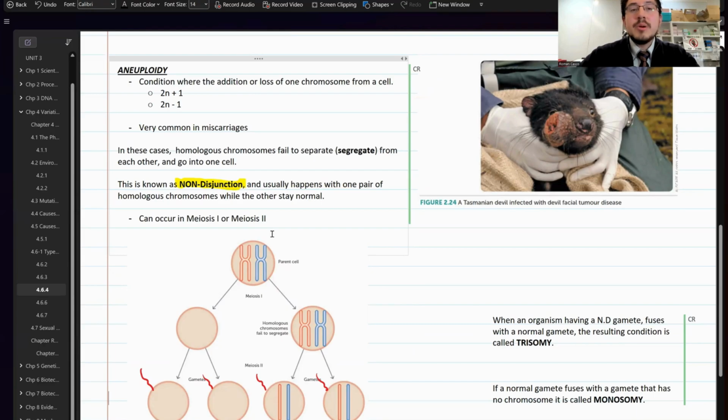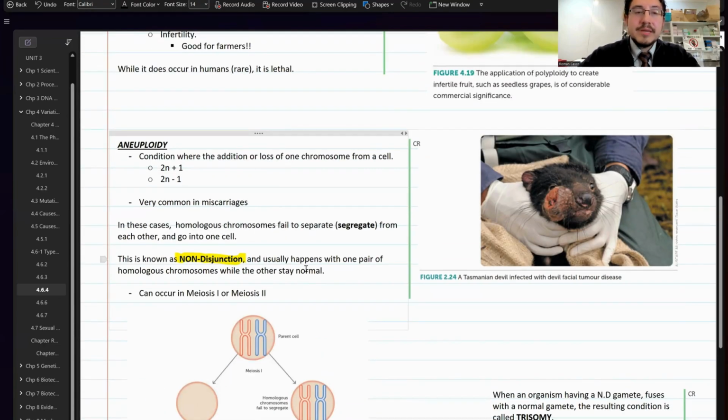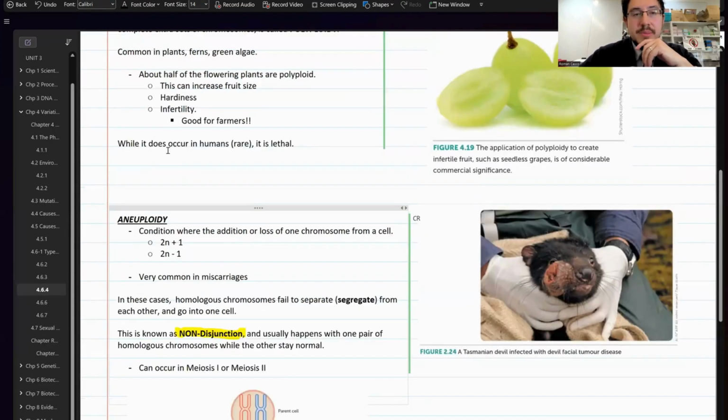And then you have aneuploidy, where there is the addition or loss of one chromosome from a cell. So you have that in an individual, let's say the 46 chromosomes, 23 pairs, plus one single chromosome. Or you can have that you're missing one. And this is more frequent. This does happen more often than polyploidy.